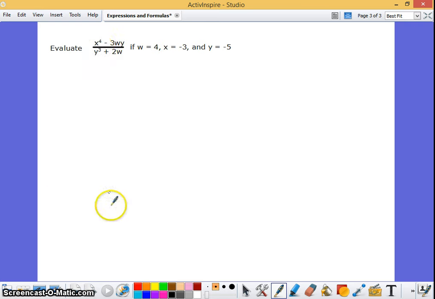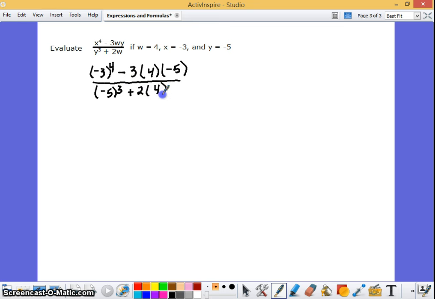Alright, we got one more. This one's a little bit harder because it's got a numerator and a denominator. First step still the same. We want to substitute 4 for w, negative 3 for x, and negative 5 for y. So x to the 4th, so that's negative 3 to the 4th power, minus 3 times 4 times negative 5, over negative 5 to the 3rd power, plus 2 times 4.